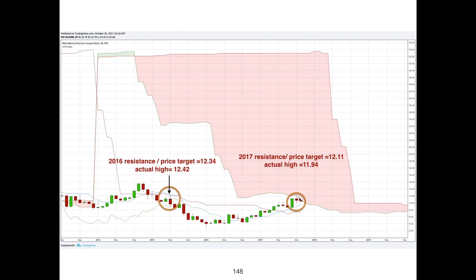So the actual high was 11.94. That's a very small difference from 12.11. So you know that Ichimoku traders were probably trading Bloom as well, because of this setup. It's a good Ichimoku setup.